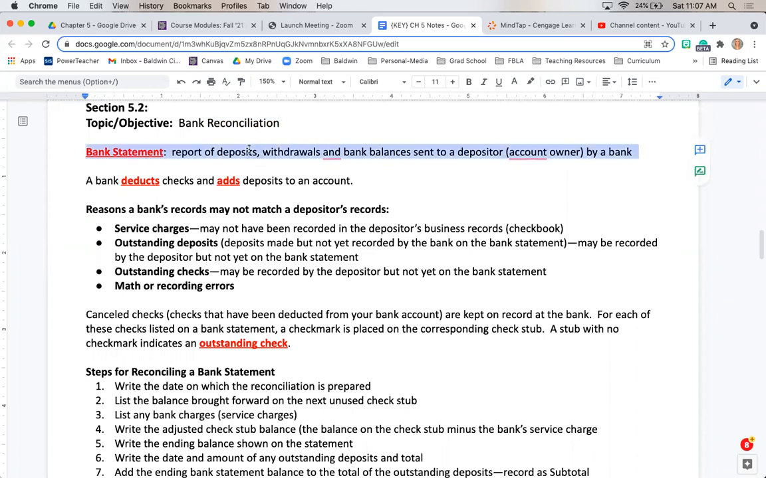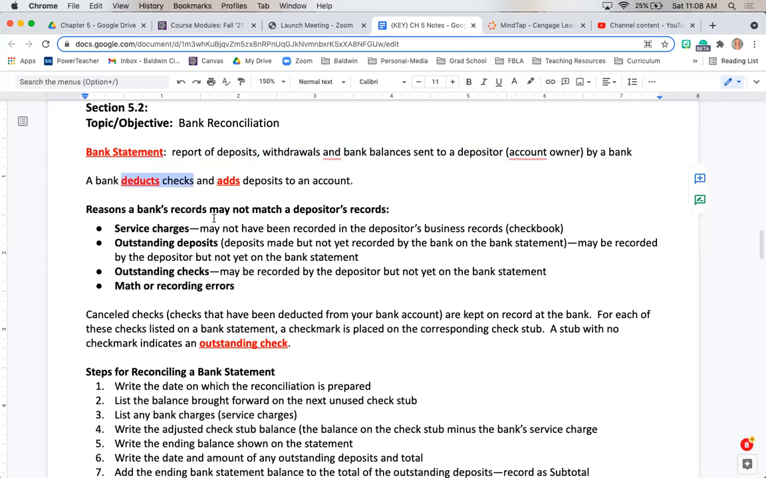A bank statement is either going to be sent to us electronically or physically mailed to us, and it's going to show all the deposits, any withdrawals, anytime we wrote a check, anytime we made a transfer, or if there was an automatic payment or an automatic deposit. So it's just a record that our bank has of what is in our checking account. A bank is always going to deduct checks because anytime we write a check, that brings our cash account down. And they are going to add deposits because that's going to increase our balance in our bank account.